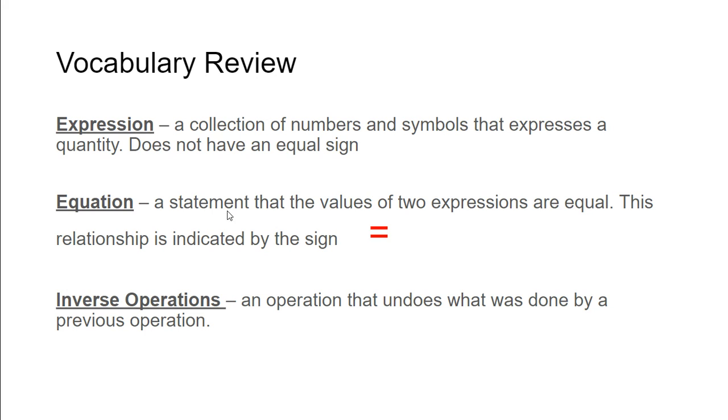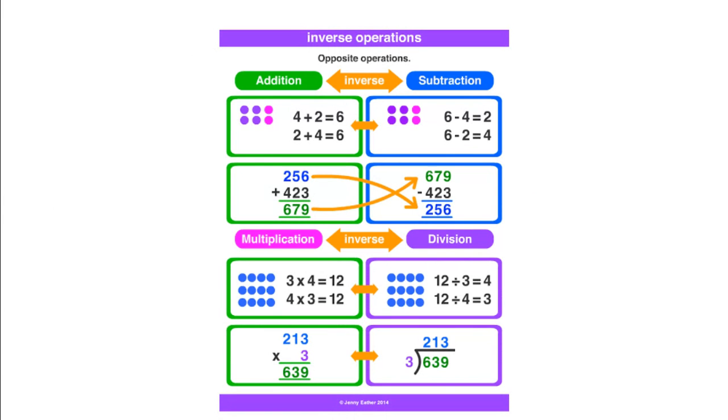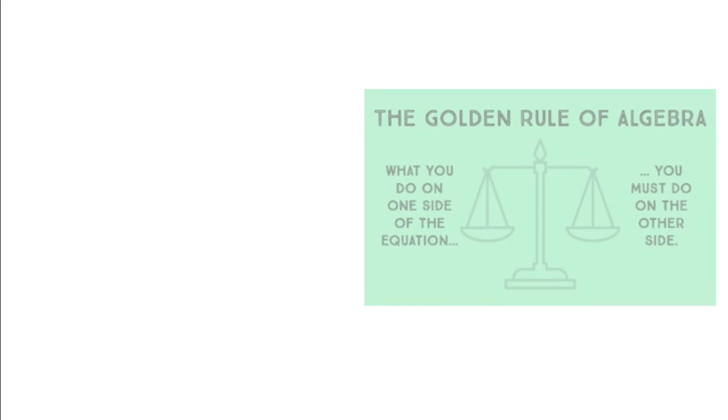Now, in order to solve equations, we're going to be using inverse operations, which are operations that undo something that was performed. So, for example, the opposite of addition is subtraction, the opposite of multiplication is division, and vice versa. You guys should be very well versed with this image. I've used it a couple of times, and it just gives you some general ideas of how you can use inverse operations in order to undo an operation.